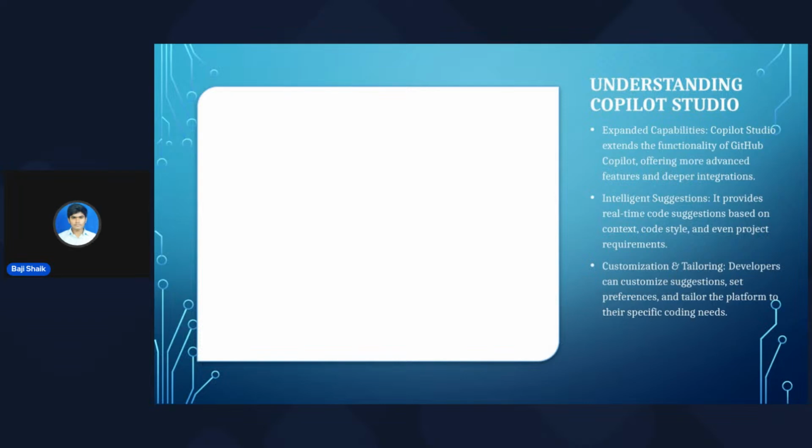So here we can see that Copilot Studio will not stick to any one IDE. Nowadays it also extends its functionality to GitHub, offering more advanced features and a deeper integration. You can also use Copilot in GitHub. So next one is intelligent suggestions. What are intelligent suggestions? It provides real-time code suggestions based on the context, code style, and even project requirements.